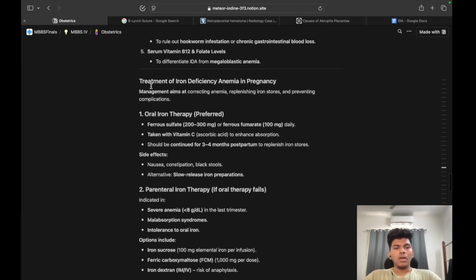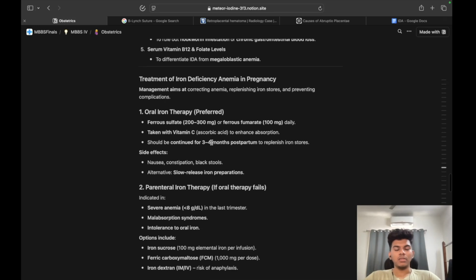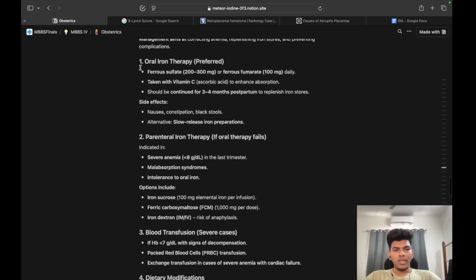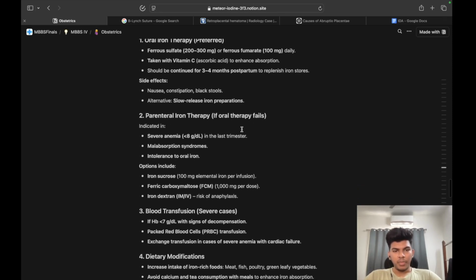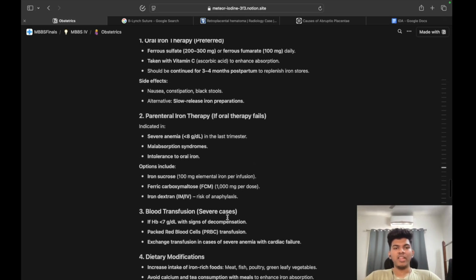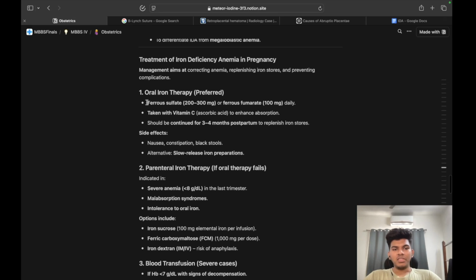Very simple. Coming to treatment of iron deficiency anemia, management aims to correct anemia, replenishing iron stores and preventing complications. Now coming specifically to oral iron therapy, then we discuss parenteral iron therapy, then blood transfusion, dietary modifications, and finally prophylaxis.